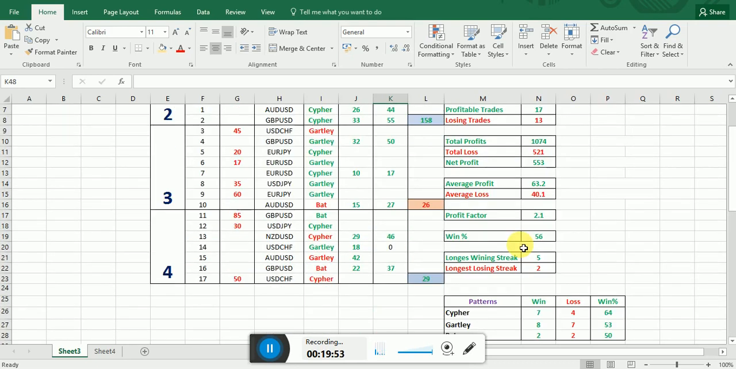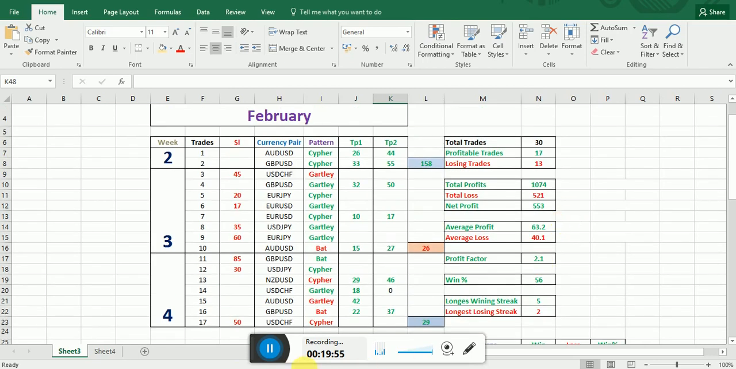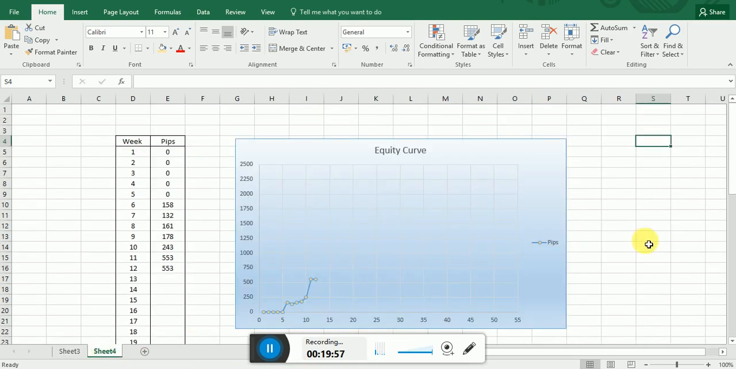But let's look at the breakdown of the results, guys. Actually, let me show you the equity curve first of all. If you look at this equity, for the first 5 weeks we didn't take any trades. I didn't start my signal service then. I started on the 6th week of the year, and guys, look at the progress.